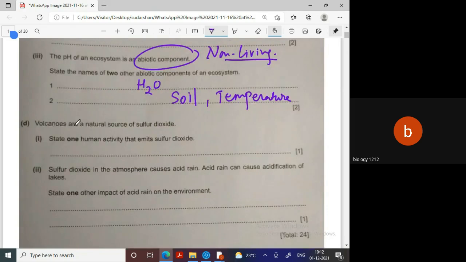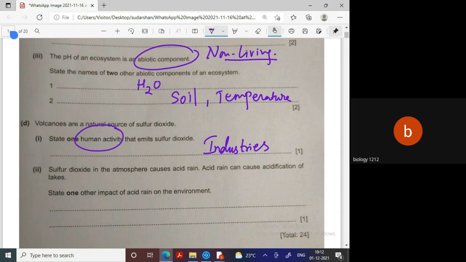Now, next one, state one human activity that emits sulfur dioxide. Do you know which activity can emit sulfur dioxide? Yes, it's industry. Agriculture industry, chemical industries, or basically anything, or transportation. These are all emitting sulfur dioxide.